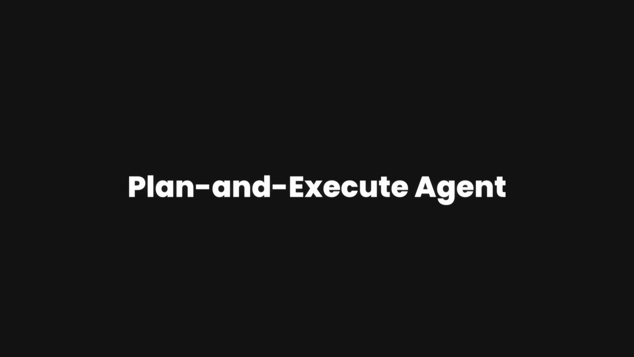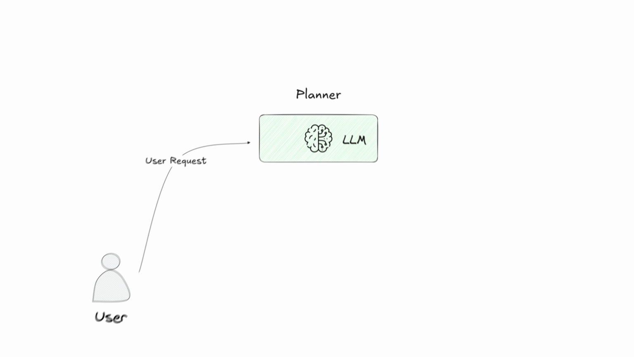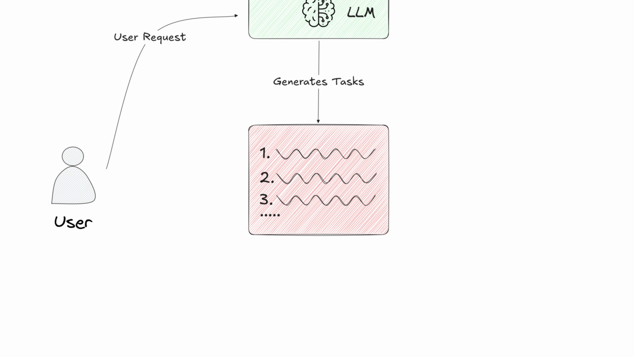So if React's main weakness is that it only thinks one step at a time, then the obvious fix is to separate the thinking from the doing. That's where a plan and execute agent comes in. Instead of thinking before every action, the agent creates a clear plan upfront and then executes it. Here's how it works. First, a planner, usually an LLM, takes the user's goal and the available tools and turns that into an explicit step-by-step plan.